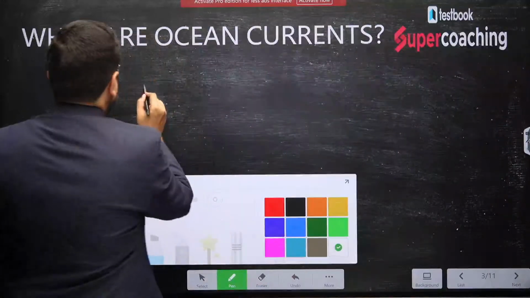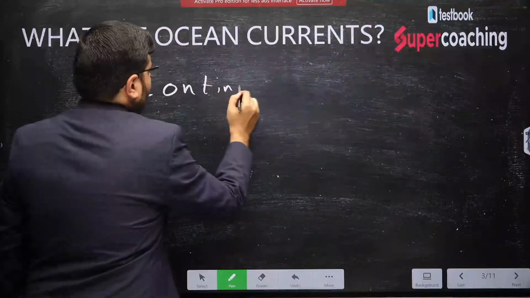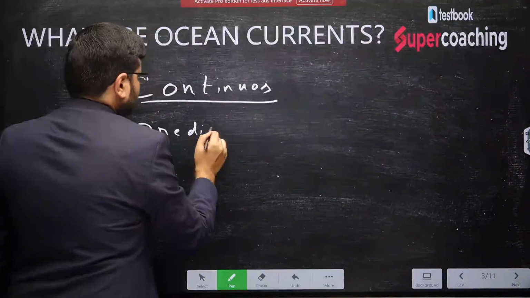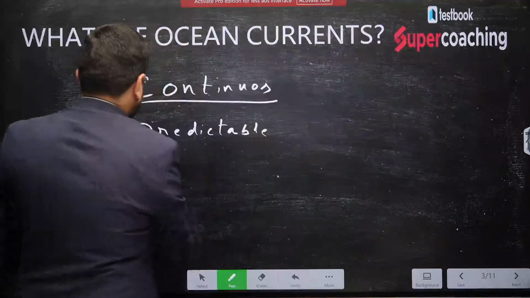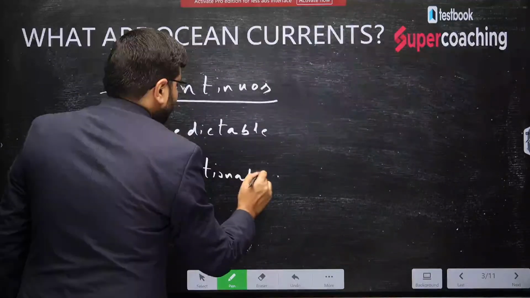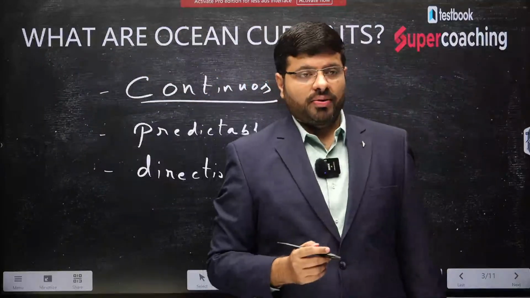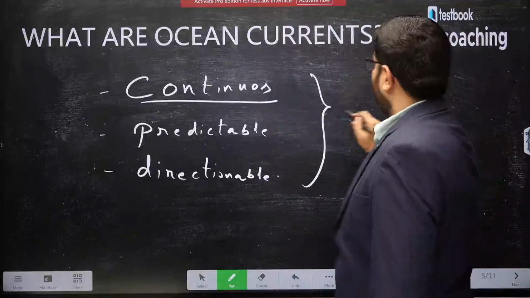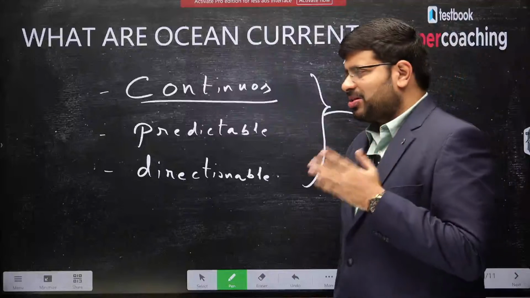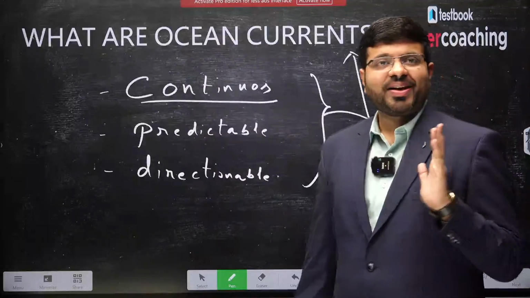So, ocean currents, if you see, are continuous, predictable, and directional. Continuous, predictable, directional movement of oceanic water is what we call ocean currents. They are fairly continuous. That means it's not like Sunday, one day I'll be absent. No, no. They are continuously moving throughout the year.